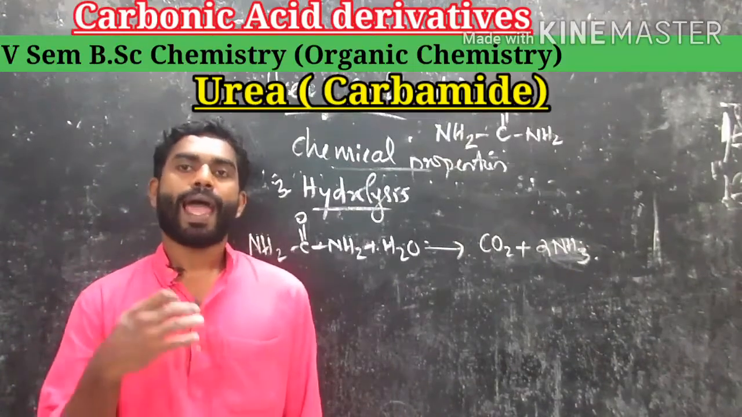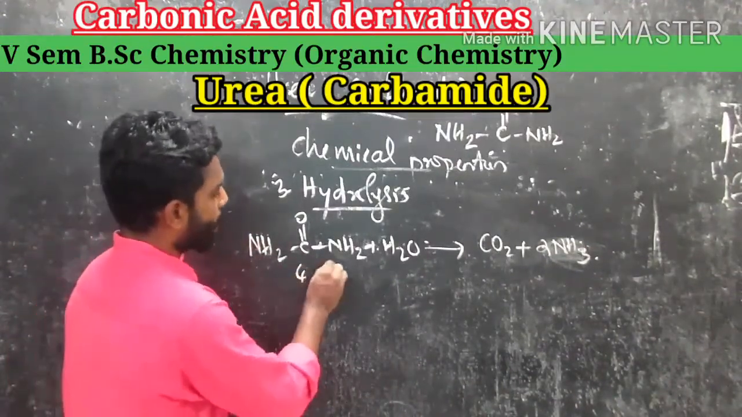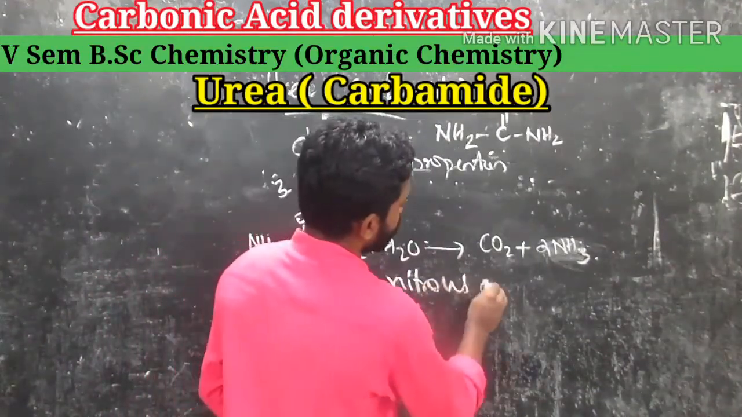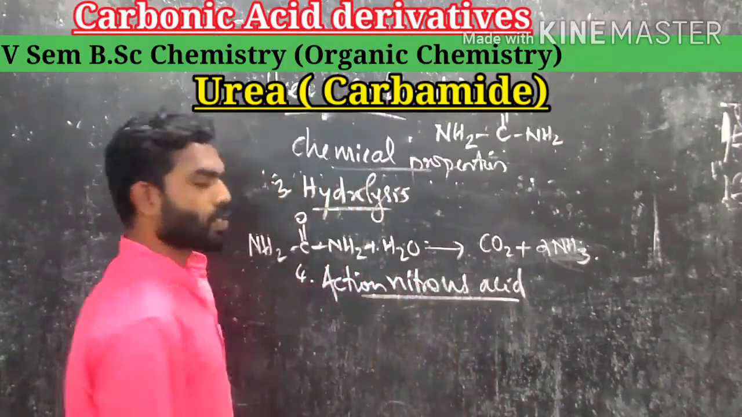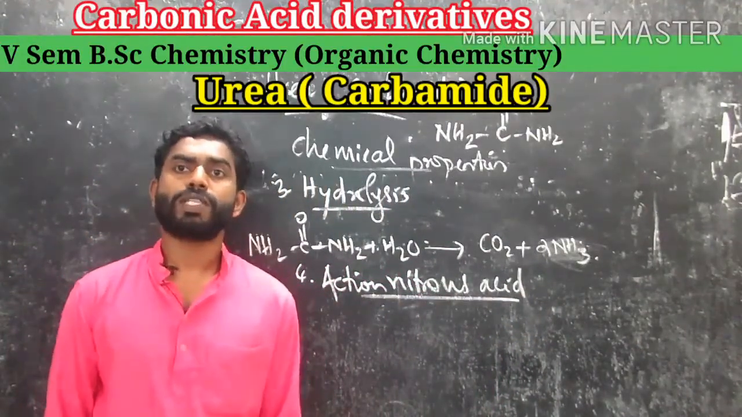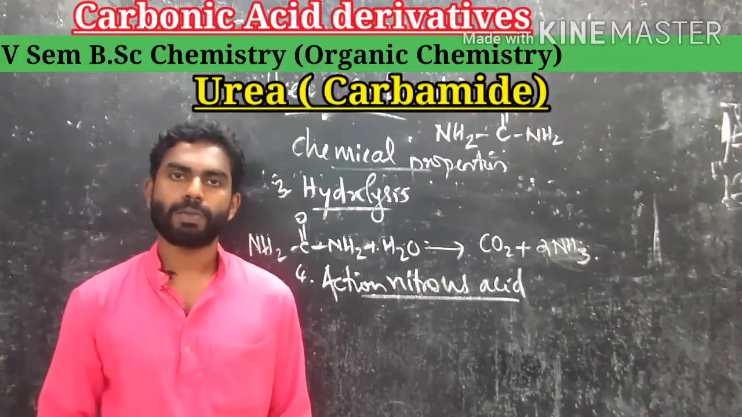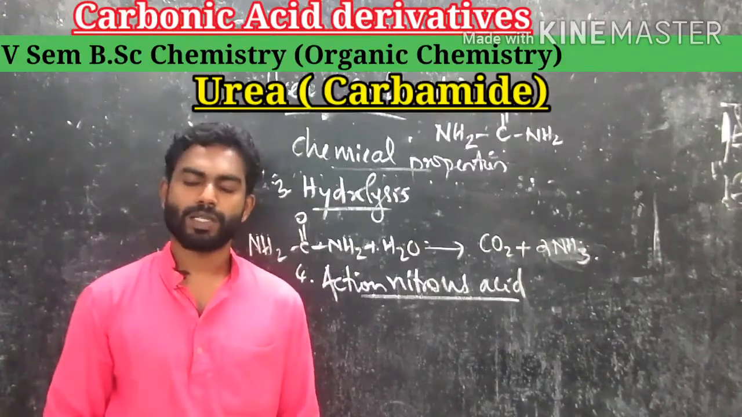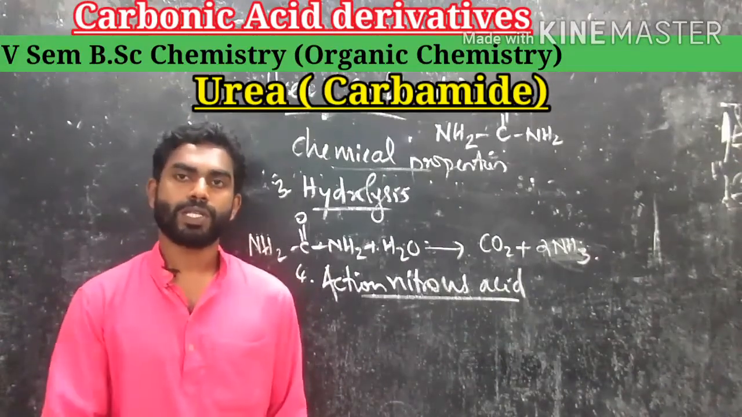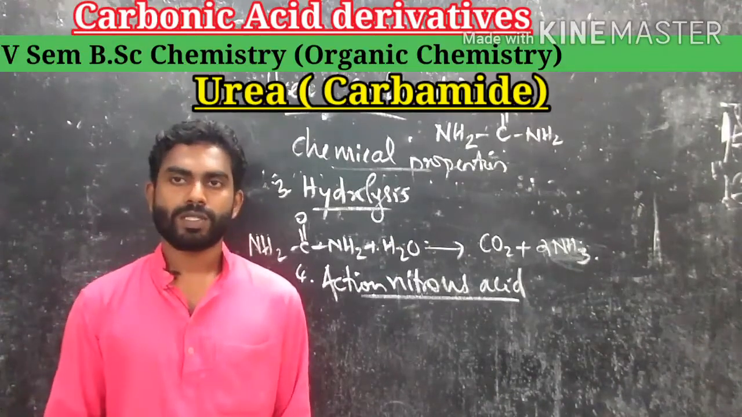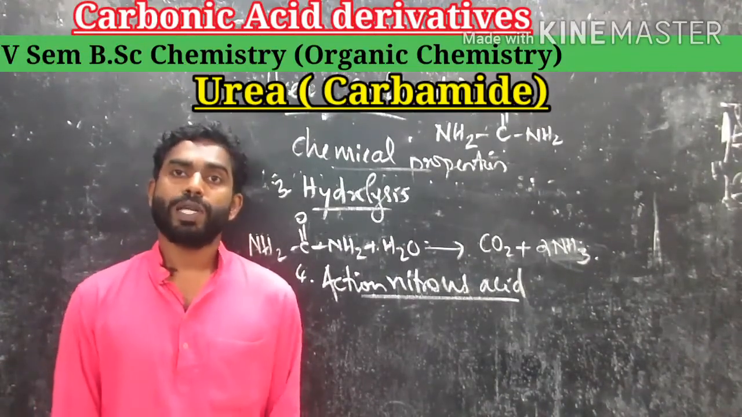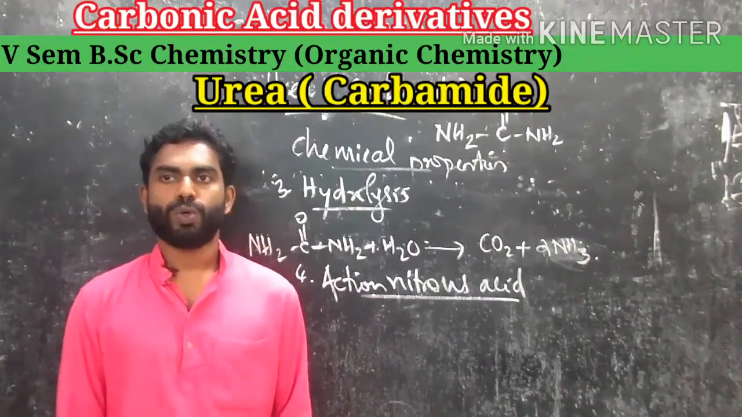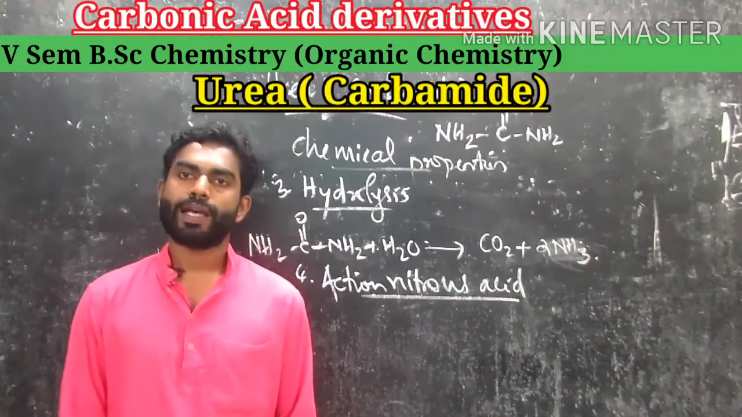Then another reaction, action with nitrous acid. When treated with nitrous acid, this is a diazotization-type reaction. Nitrous acid is prepared from NaNO2 and HCl. Nitrous acid reacts with urea to yield N2, CO2 gases and H2O.